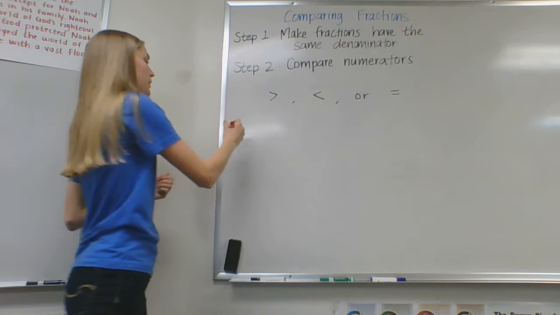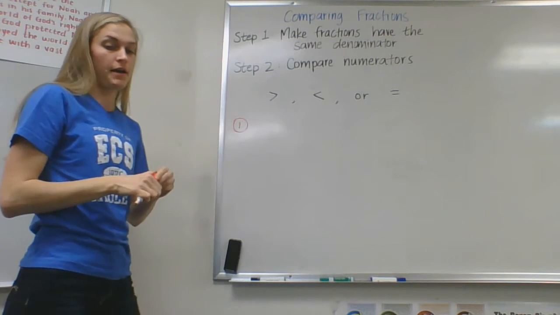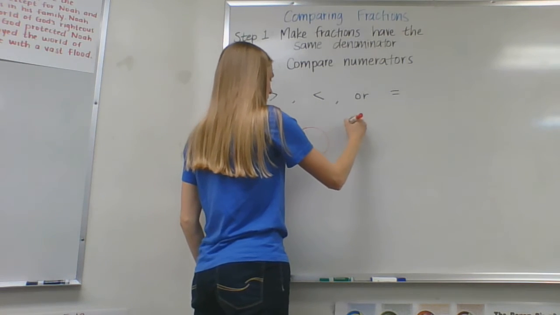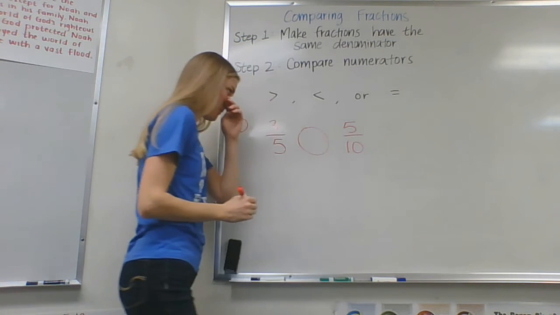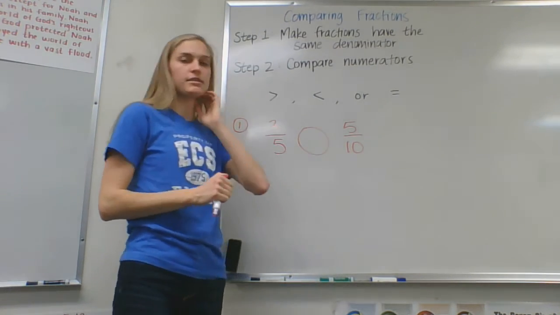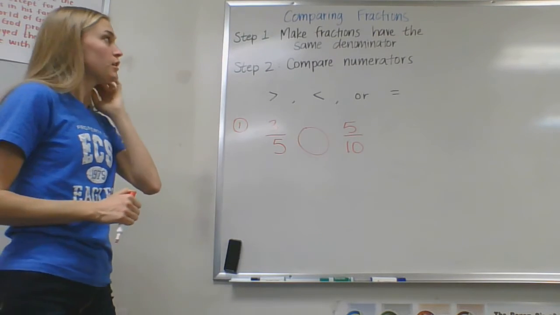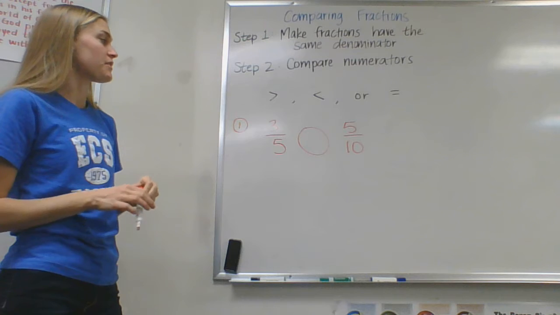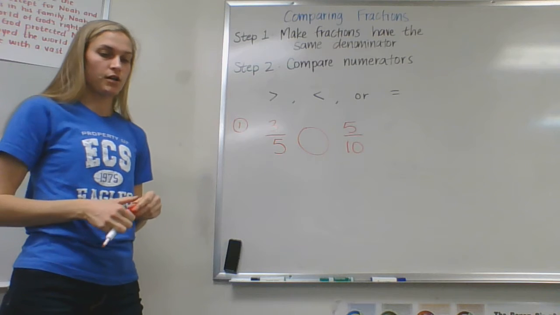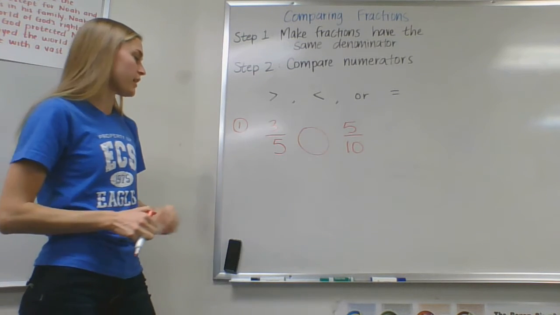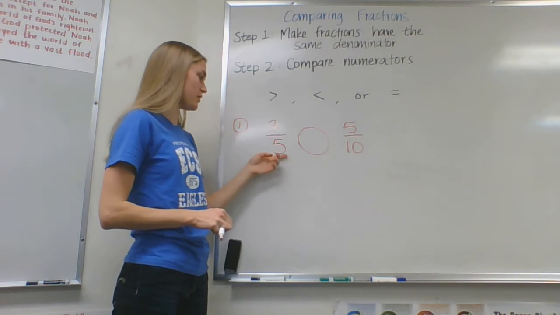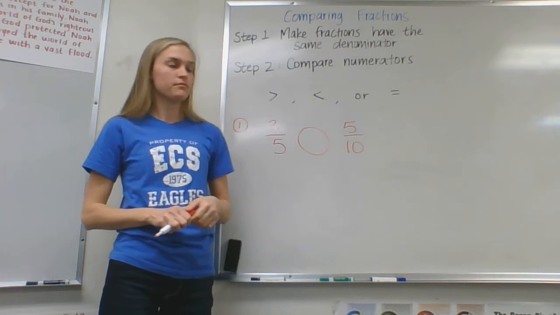If we look at our first example, say we have 3/5 and 5/10. I want you to compare them. Tell me whether 3/5 is greater than, less than, or equal to 5/10. Well, our first step is to make our fractions have the same denominator. Today you will always only need to change one of your fractions. It's not always true, but it is true today. In this case, the easiest thing would probably be just to double this denominator to make it 10.